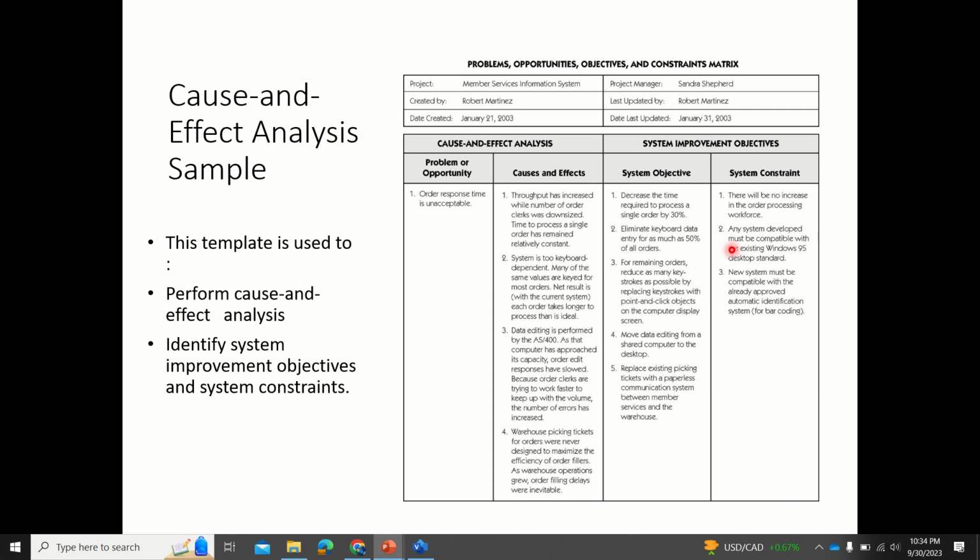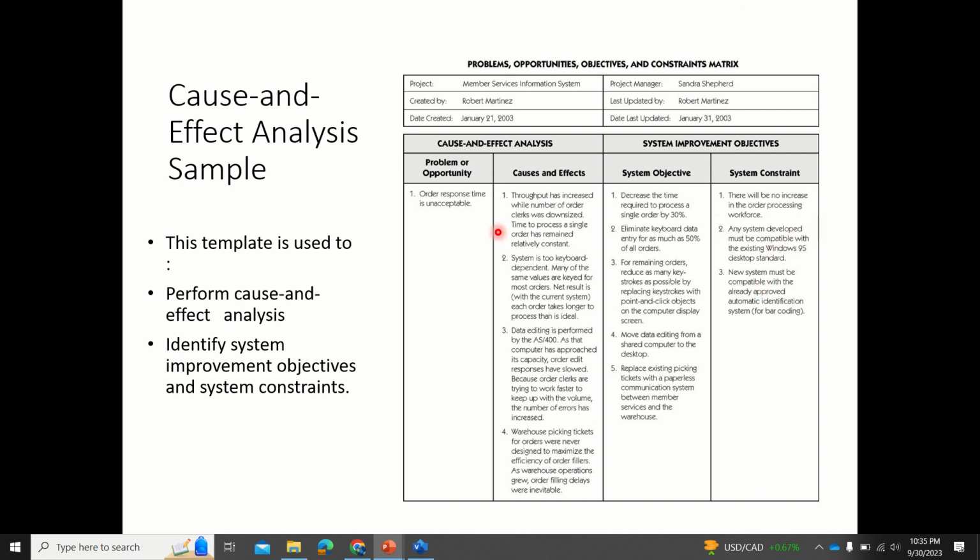And in the system improvement objective, you will have a system objective and the constraint, right? Because you need to know. So throughput, say I want to decrease the throughput time. I mean, I want to decrease the time required to process a single order by 30%. So I have a very clear objective on that. And there will be no increase in the order processing workforce. So I'm not going to increase my workforce, but still I need to make this whole thing faster, right? So you are given the objective and the constraints for each and every objective.